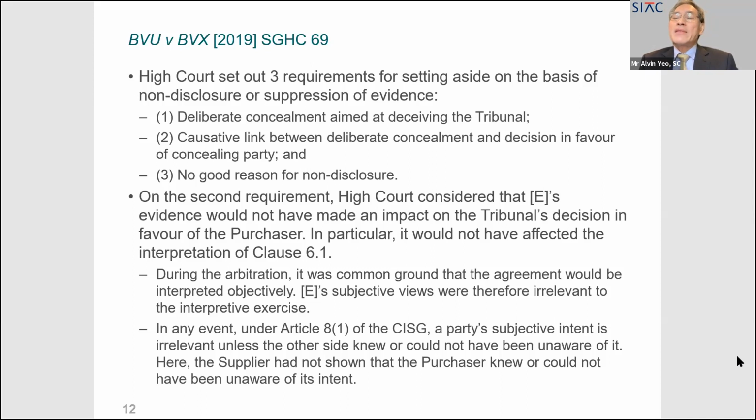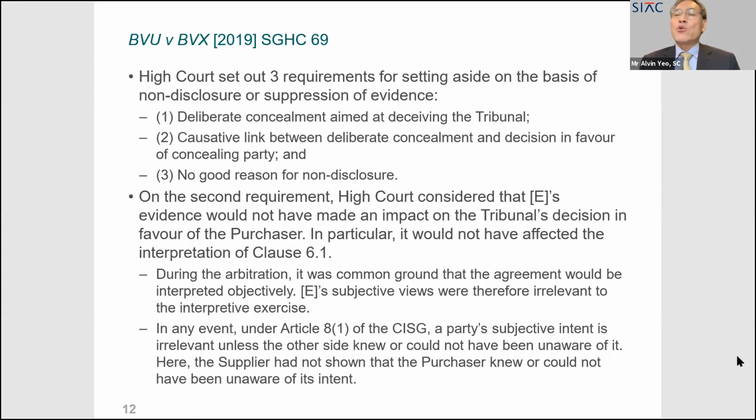And in fact, the supplier had applied to the tribunal to direct that the purchaser call 3 more witnesses, including this particular witness that they managed to get hold of after the arbitration. The tribunal heard the arguments and dismissed it. So essentially the point was argued before the tribunal and they ruled in favor of the purchaser. So it could not be said that the purchaser, in not calling this particular witness, had deliberately concealed any matter or had no good reason for not calling that person.